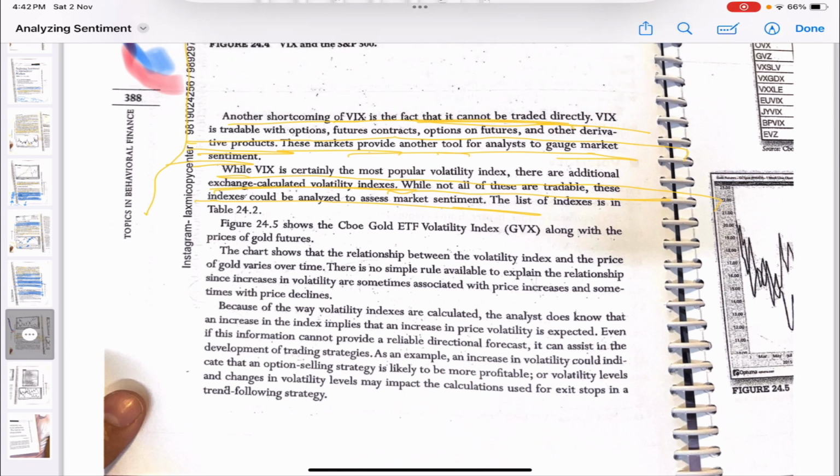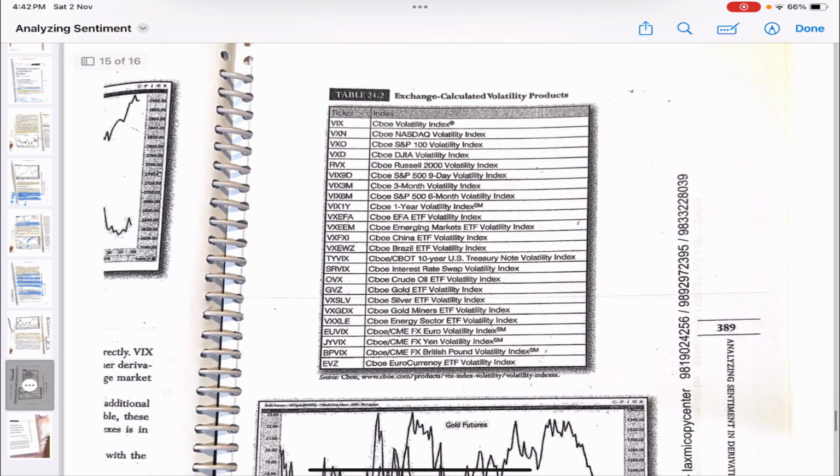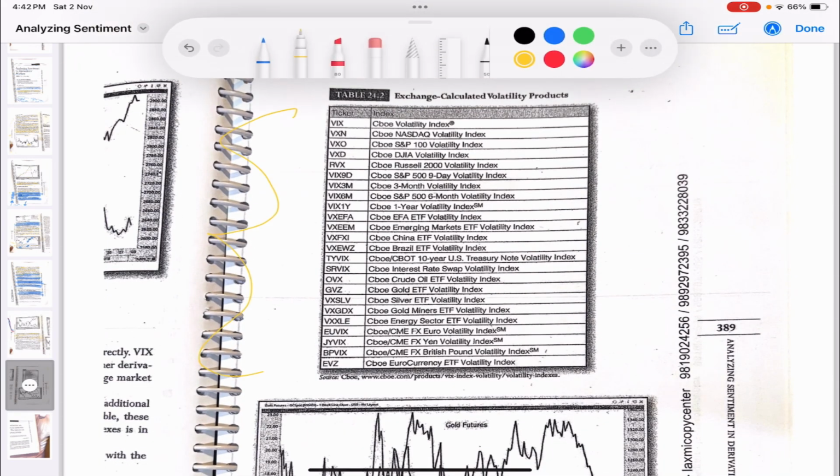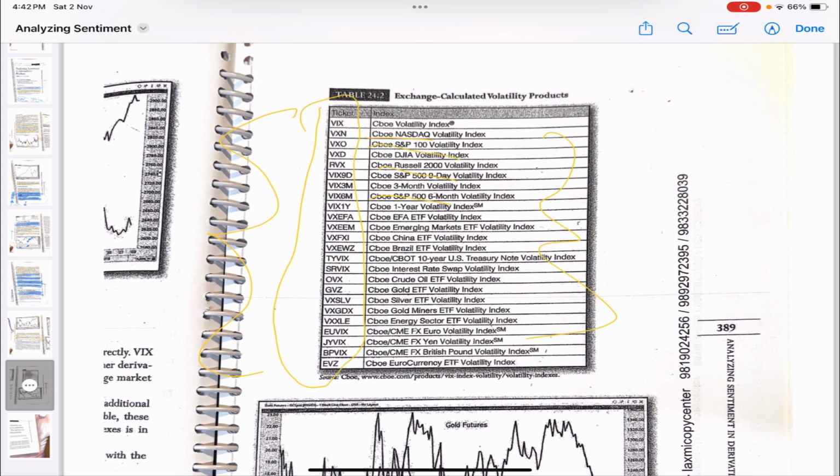Okay, figure 24.5, let's see that. These are all the volatility indexes. You can see what the tickers are. These are the symbols, and you can see all of these volatility indexes. So every particular index has its own volatility index. If you're trading in that index, then it's also very good to correlate it with the volatility index.